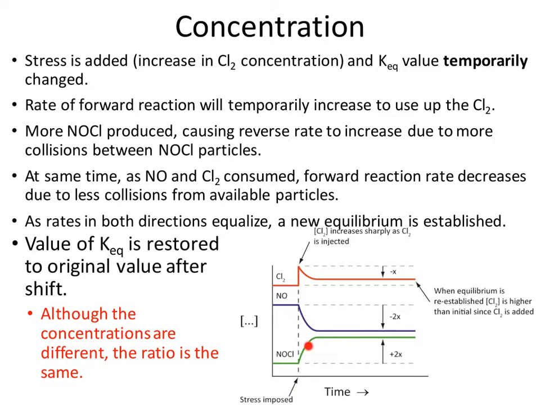The slowing down is caused by this NOCl starting to rebound with each other and create more of the original reactants. Eventually, as our concentrations of this and this go down, those rates start to plateau, and eventually we reach a point where the forward reaction is equal to the reverse reaction, and we get a new equilibrium.